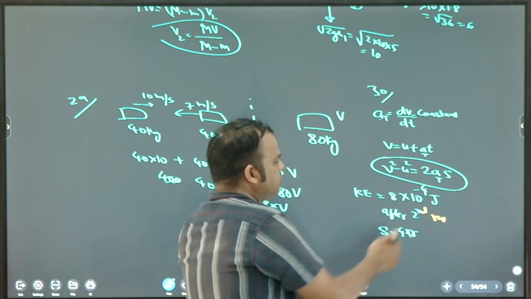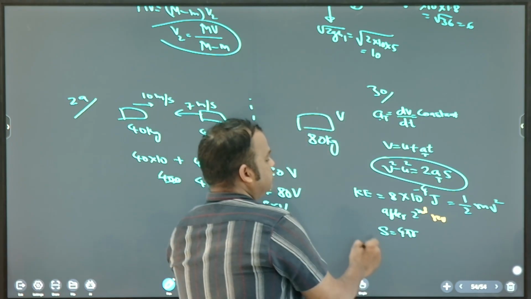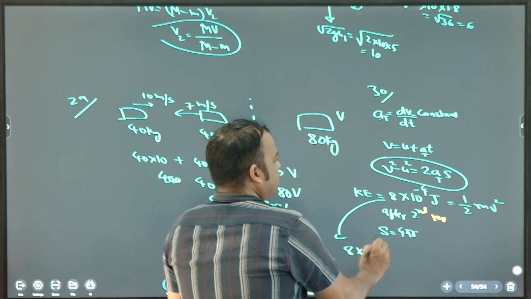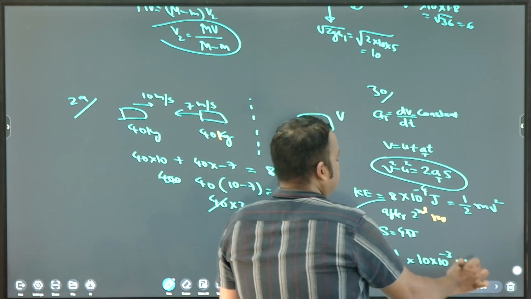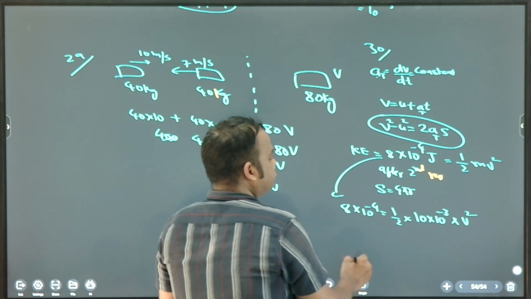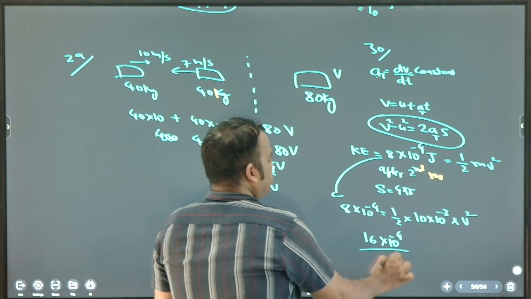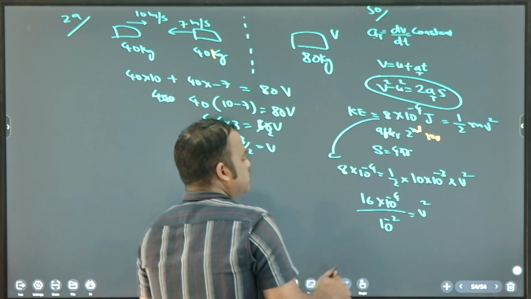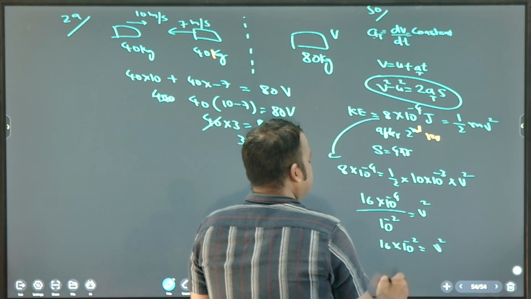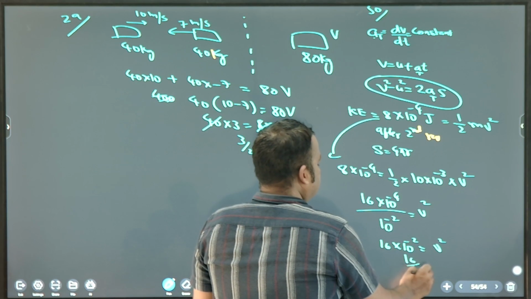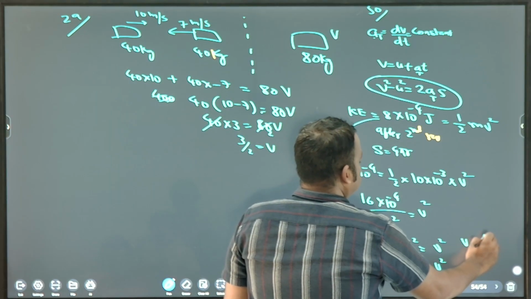So mass is given. So calculate v square. So half m v square. Mass is given, 10 gram. So 8 into 10 power minus 4 is half into 10 gram, 10 into 10 power minus 3 into v square. So 16 into 10 power minus 4 by 10 power minus 2 is equal to v square. So 16 into 10 power minus 2 is v square. So 16 by 100. So v will be 4 by 10. 4 by 10.